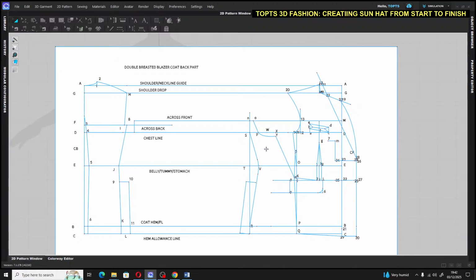And if you are a fashion designer outside, you've been asking TOPS, please, we want the sewing part of this video. After drafting these patterns, we are actually going to look into the sewing of this.